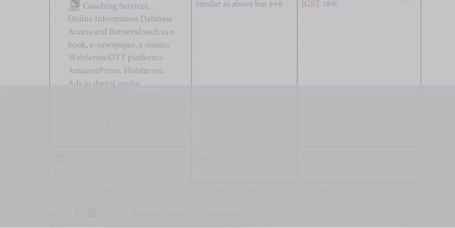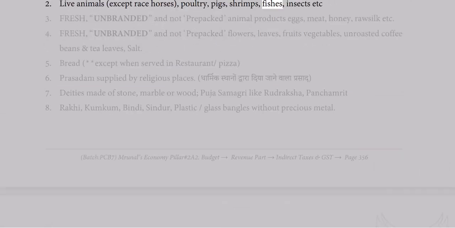GST rates on goods, 0%. Which of the following is zero rated, and which one is NIL rated or exempt? Answer, poor cost, benefit. 1. Fresh milk, pasteurized milk. 2. Live animals except racehorses, poultry, pigs, shrimps, fishes, insects etc.